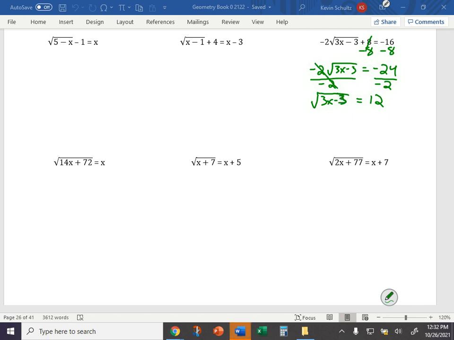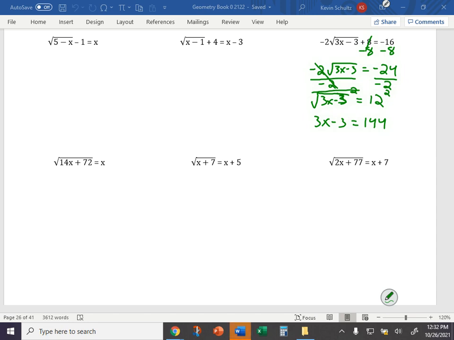Okay? Now that we've got the root by itself, we can't do anything with what's inside the root until we release it, right? It's kind of trapped under that root. So our next step is to square it. We're going to square both sides to cancel out that root, and that leaves us with 3x minus 3 equals 144. 12 squared is 144.